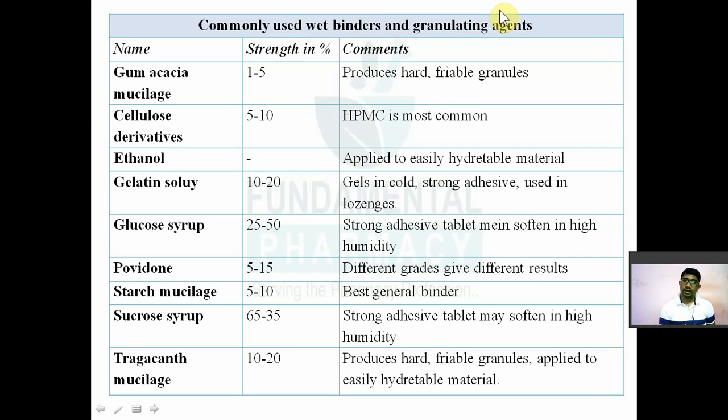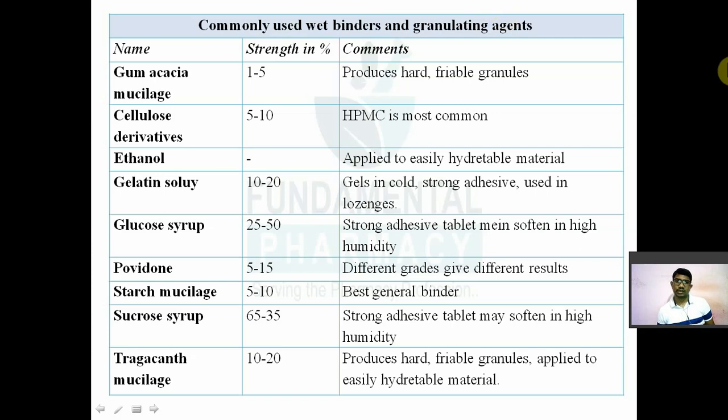So those binding agents which are used in wet granulation. Wet मतलब जिसमें solvent होगा, जैसे most of them watery होता है लेकिन कभी-कभी ethanol भी यूज कर सकते हैं. So in wet granulation, what are the different types of binding agents used?